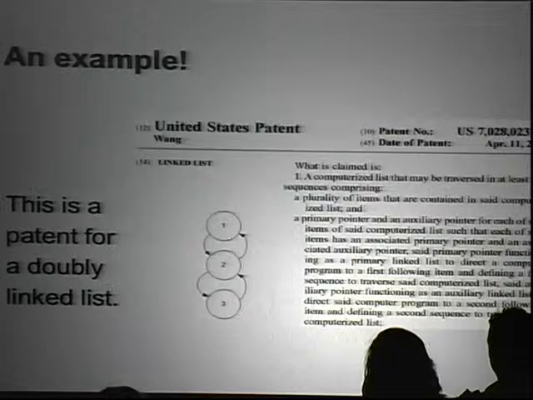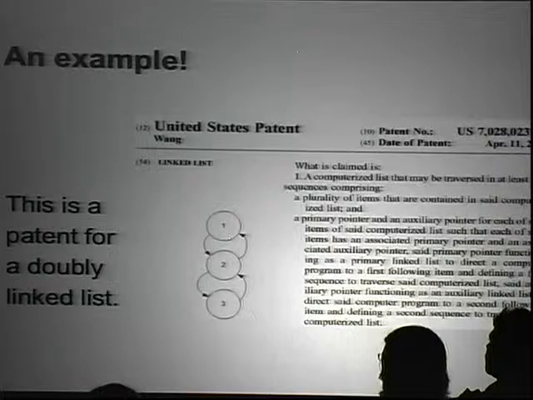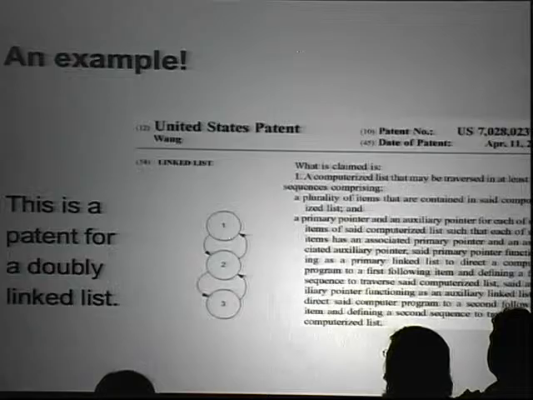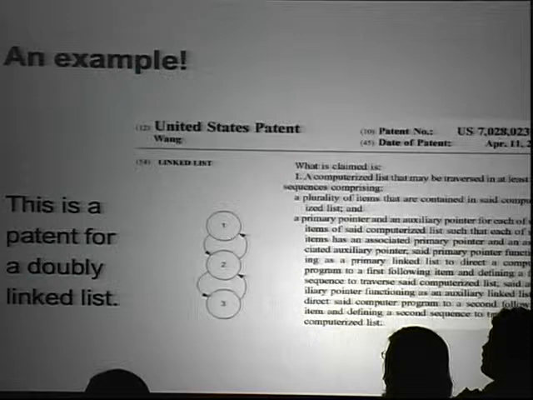Basically, the primary pointer takes you on a first sequence through the list. The auxiliary pointer takes you through a second sequence of the list. And the way it's phrased, it's very general. So you can go basically any path through this collection of items, including just backwards. And so if you have a textbook from before 2004 that shows linked lists, you will see a doubly linked list that reads on this patent.